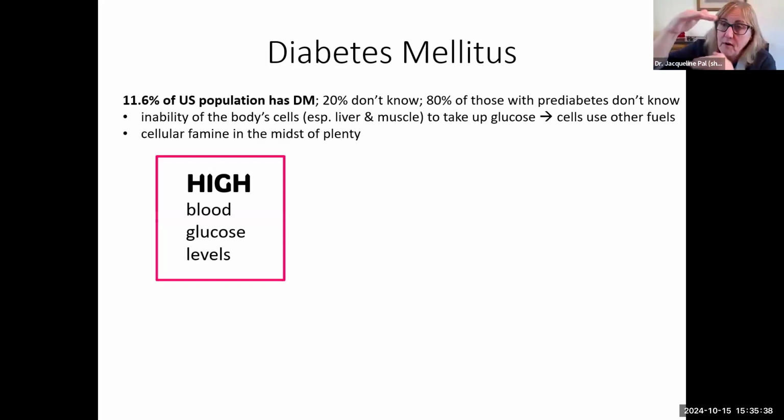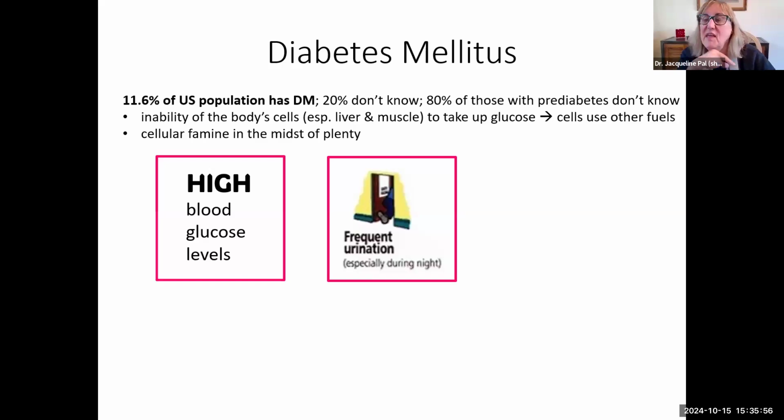But here's the other problem. Sugar has an osmotic pull, meaning it's going to suck water out of you and put it into your pee, meaning your urine volume is going to go up. So what happens when somebody is diabetic? They pee a lot. So they're getting up at night to pee. So just ask yourself, are you getting up at night to pee? You shouldn't have to be getting up at night to pee. You should be able to sleep all night.